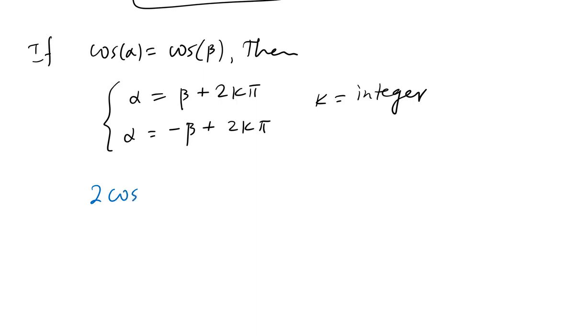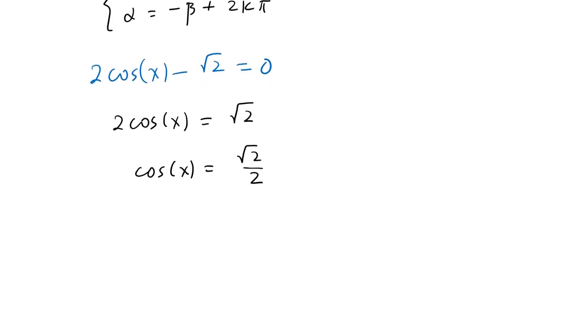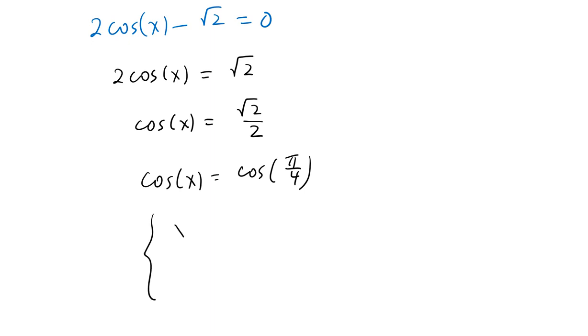Let's say I want to solve 2 cosine x minus square root of 2 equals 0. Always we isolate the cosine, get cosine by itself. Notice there's no condition on x, so the angle is x that we're looking for. So add square root of 2 to both sides, divide by 2 on both sides. What's the angle whose cosine is square root of 2 over 2? It's cosine pi over 4. Then, using the formula, it says x equals beta plus 2k pi, or x equals negative beta plus 2k pi, k integer.